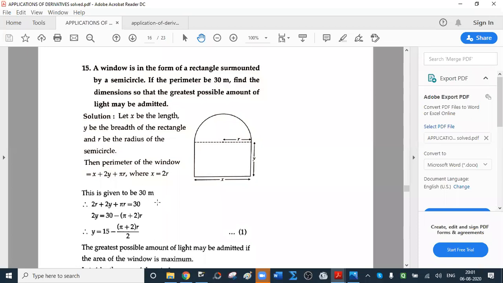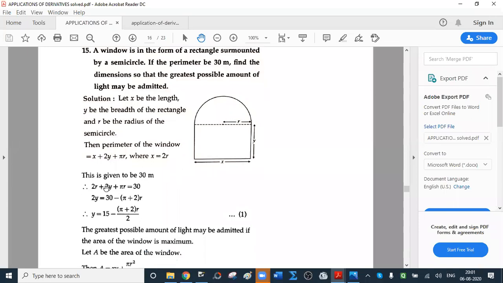Now this is given to be 30 meter. So we use this condition to express y in terms of x. So what is y from this? It is 15 minus (pi plus 2) into r upon 2. I'm sorry. Here x is nothing but 2r because diameter is nothing but that length. Okay. So we have obtained a function entirely in terms of r.